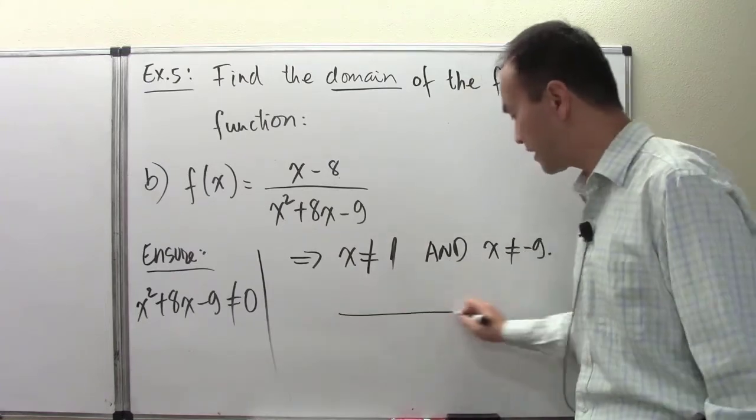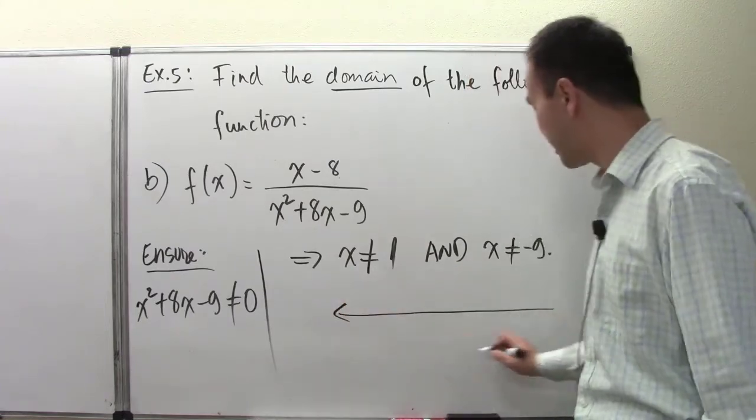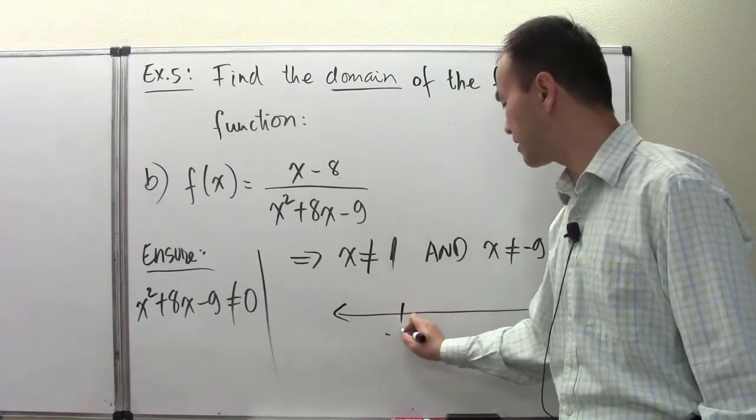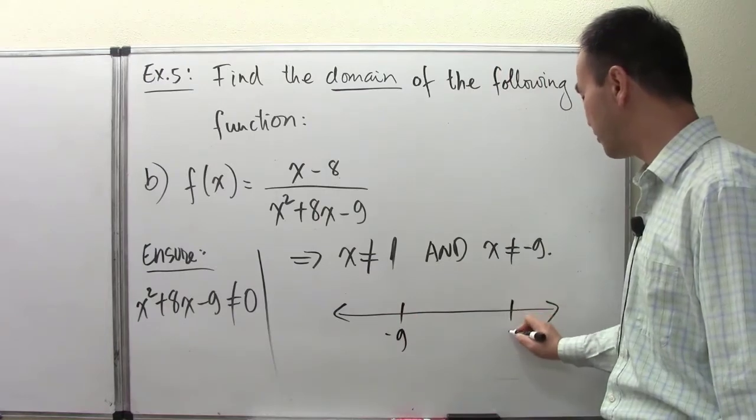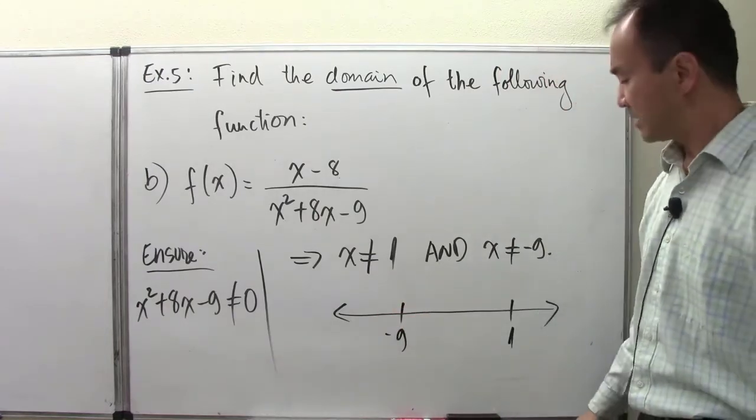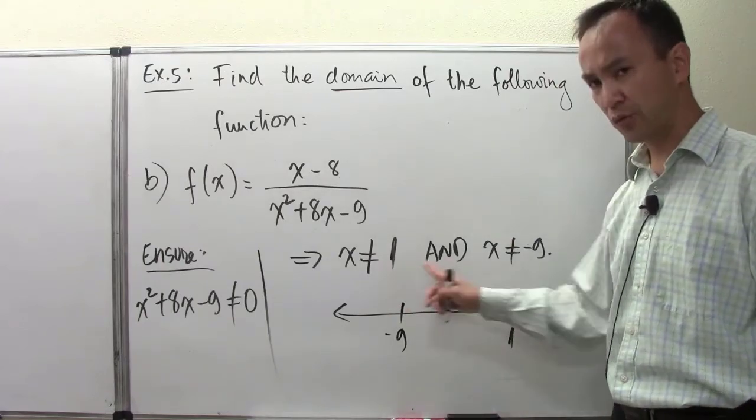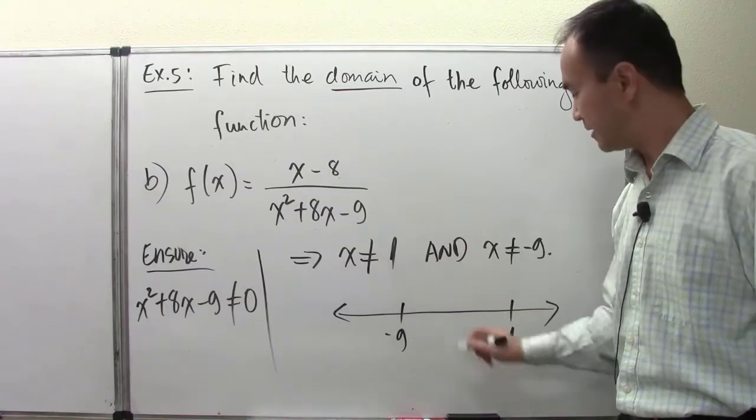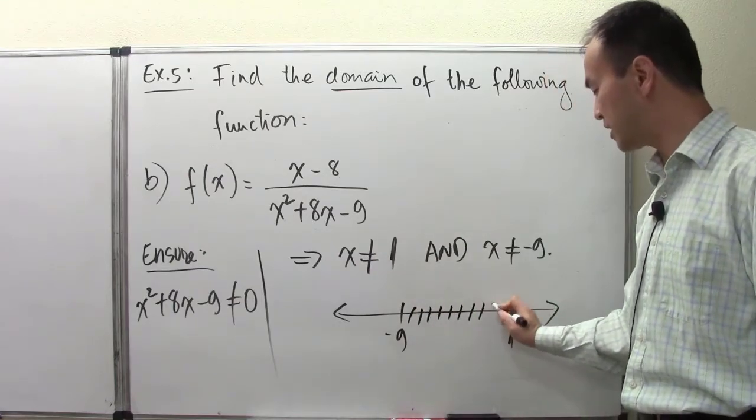So now let's put it on the graph, the line of all real numbers. Negative 9 is somewhere out here, and 1 is somewhere to the right-hand side. How far the spacing is between them shouldn't matter. We take anybody else except these two bad guys. So anywhere between works.